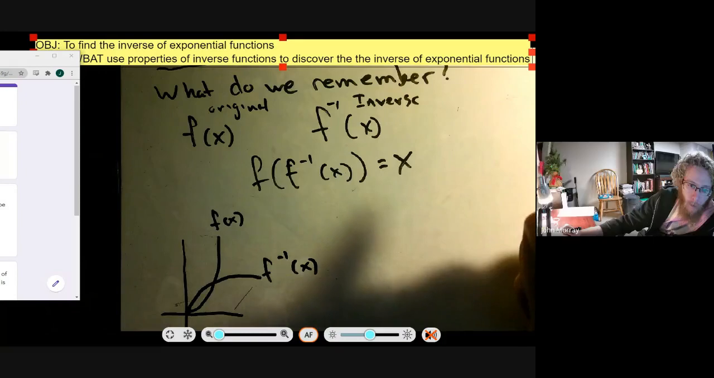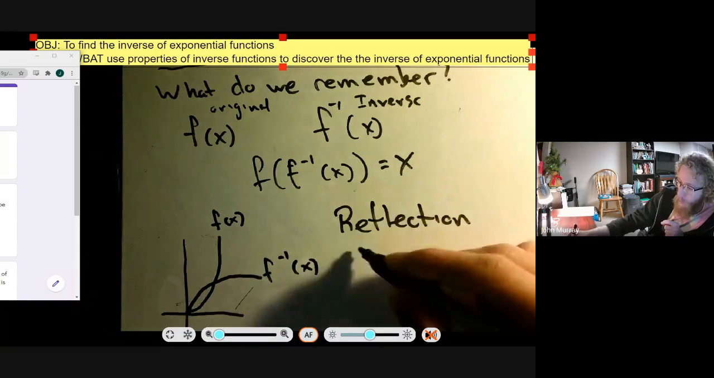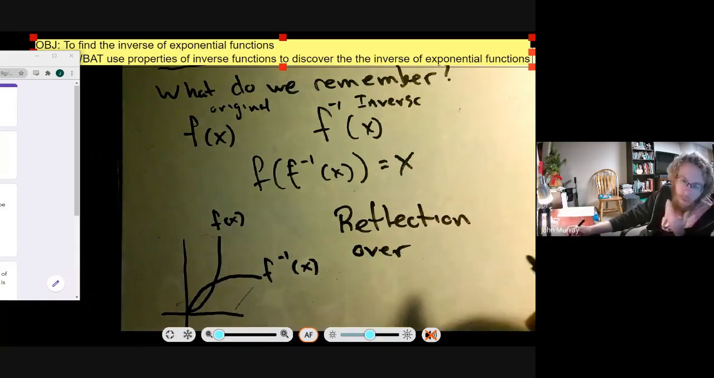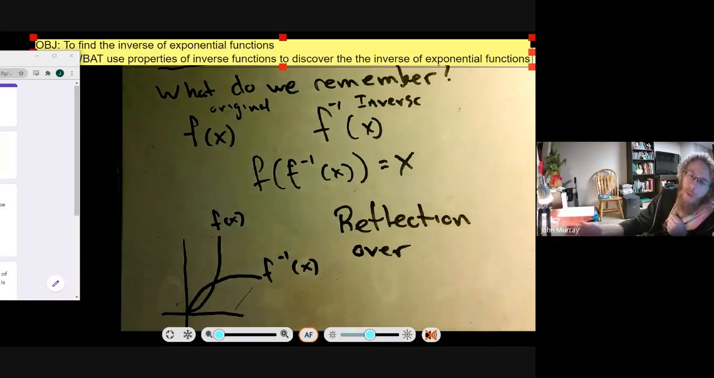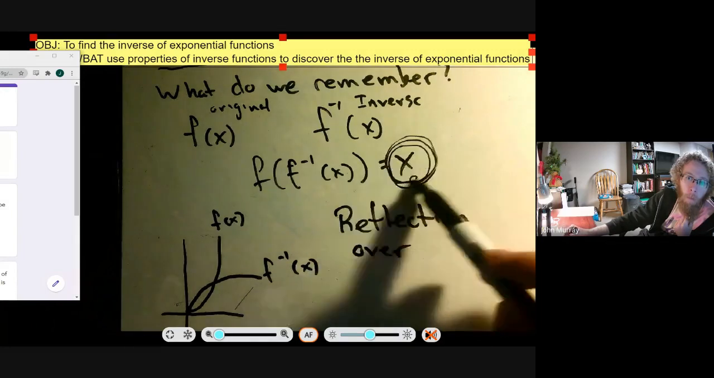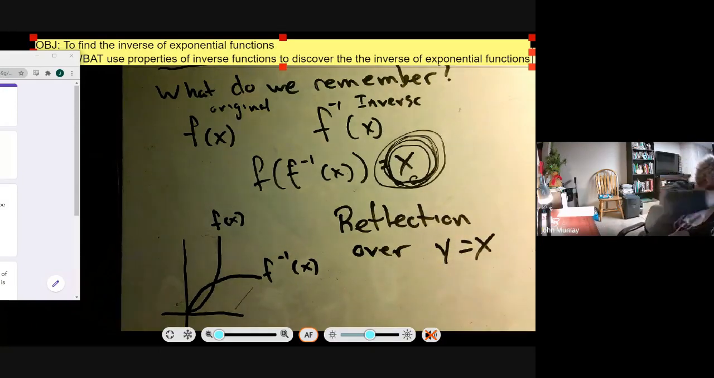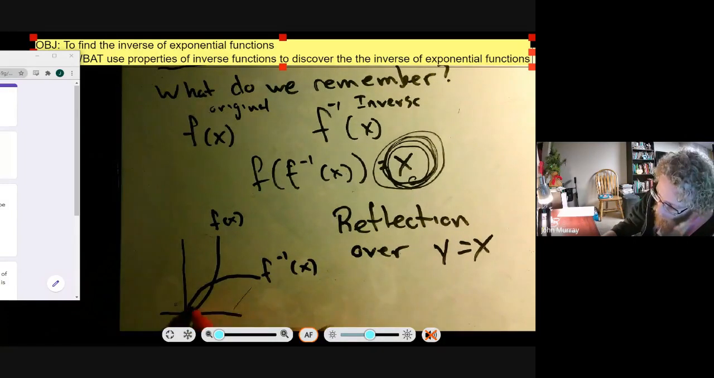On the graph, they're like reflections of each other. Reflections? Do we remember what the line they're reflected over is? Is it a reflection over the x-axis or the y-axis? It doesn't look like that, right? It's not a vertical or horizontal reflection. What is our reflection line for inverse functions? Over x. All right, over the line y equals x. So if you had that invisible reflection line, it would pass right through the middle.